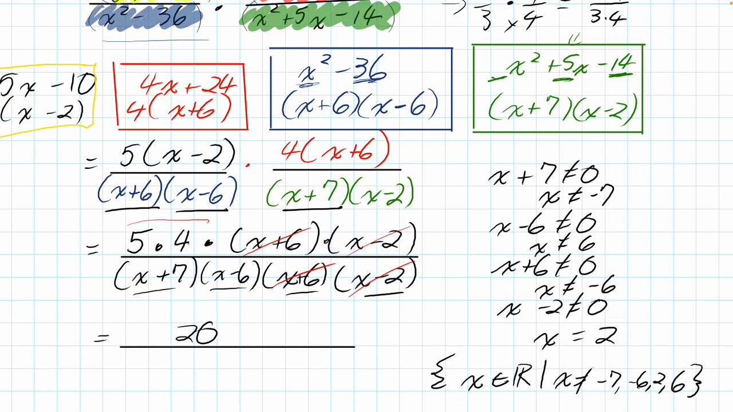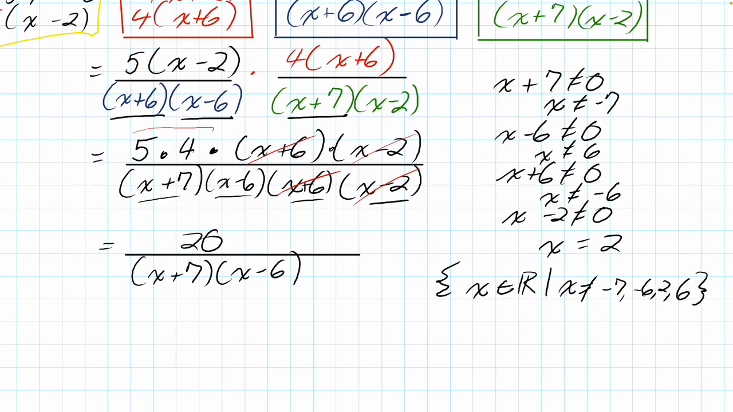And then on the bottom, we end up with our x plus 7, x minus 6. Now, they may say we want it back in standard form, in which case you got to do your FOIL again. But for all intents and purposes, this is the simplified version. This is essentially what you're looking for.